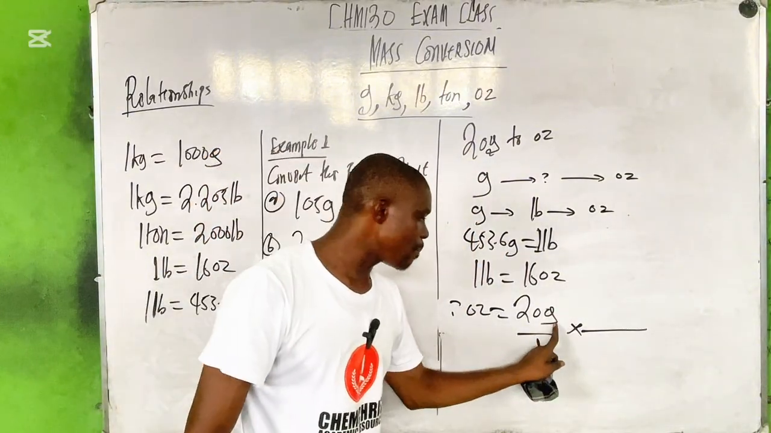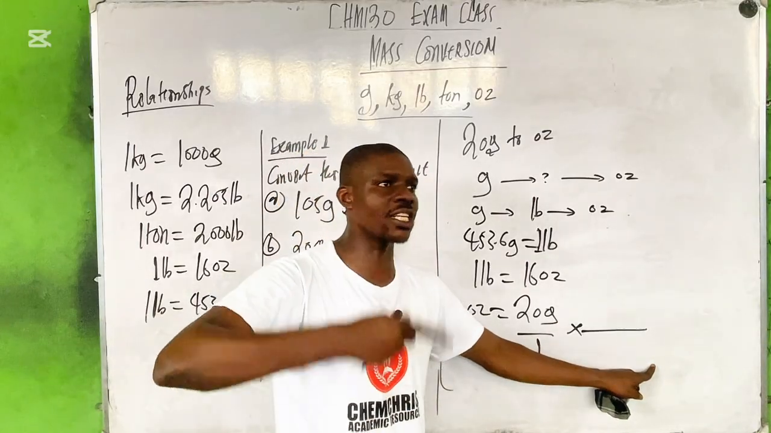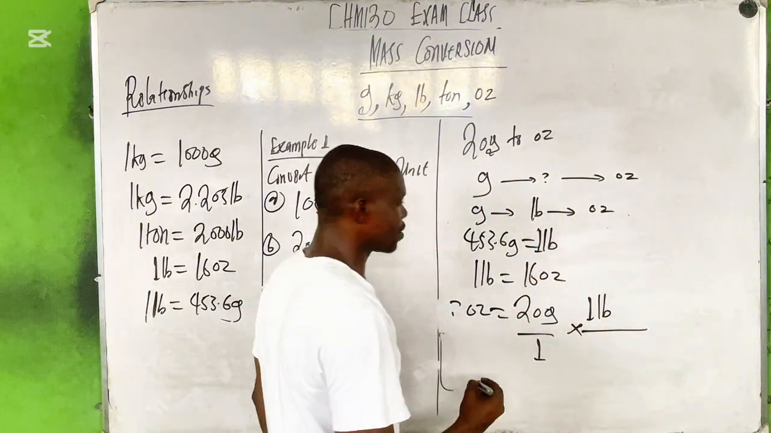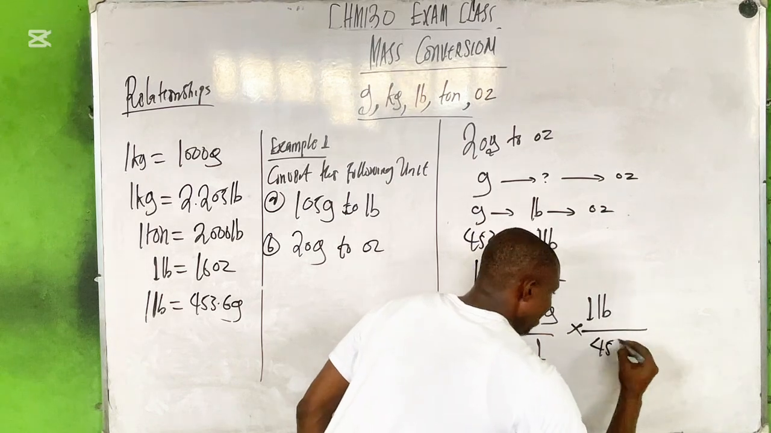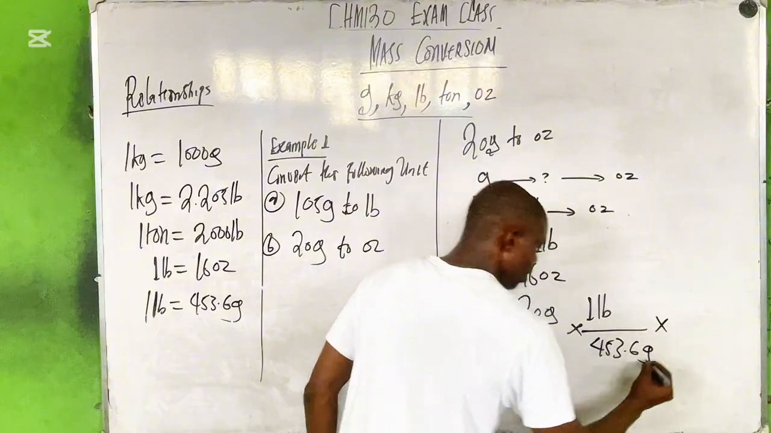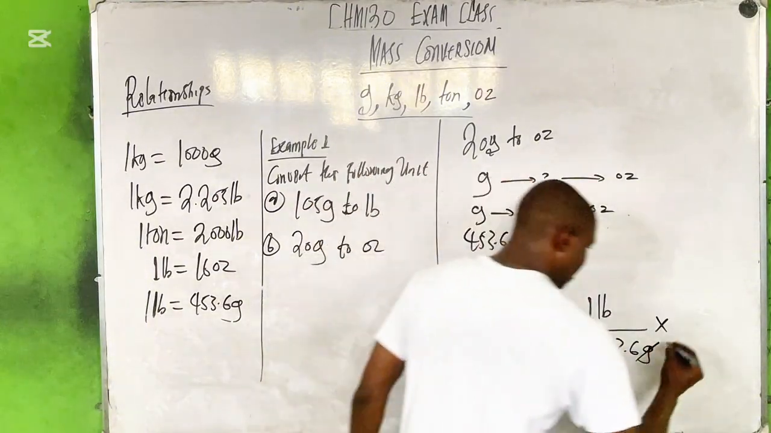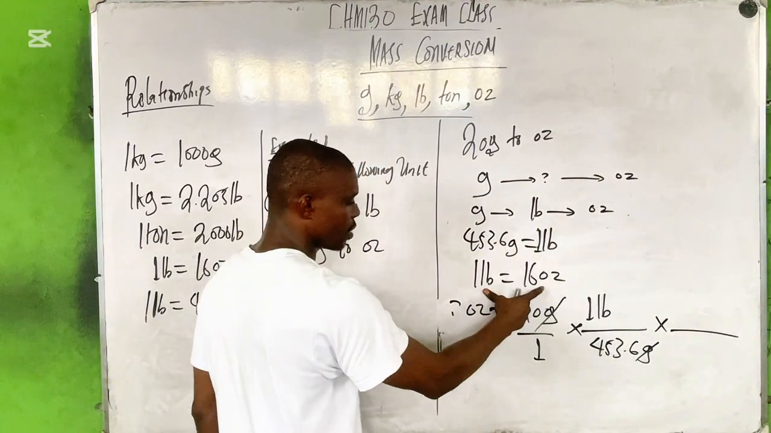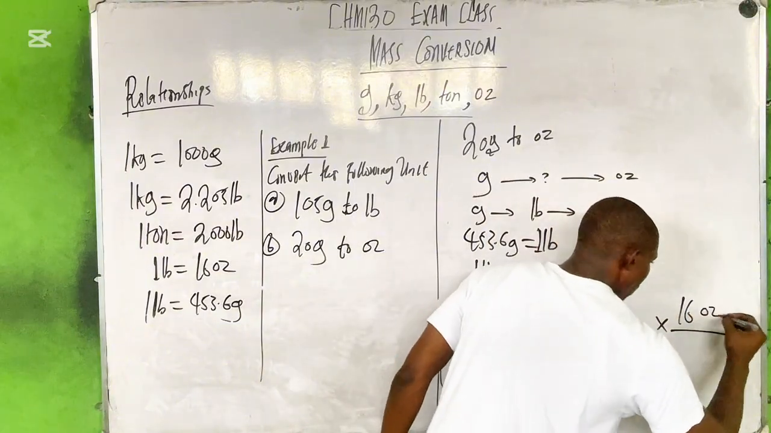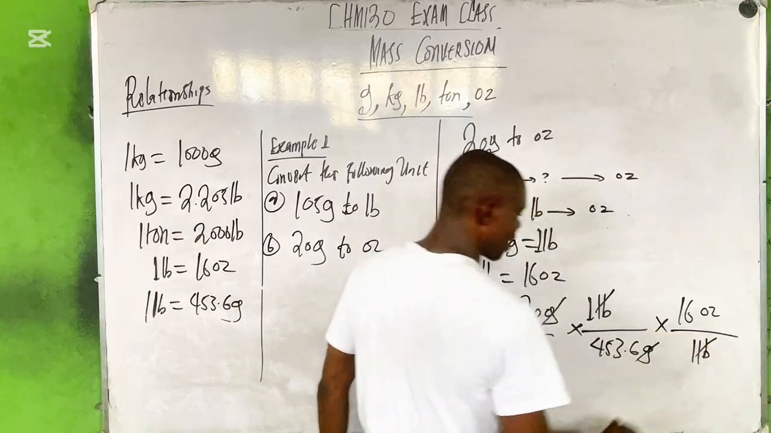Now, gram is already at the top here. That is gram will be at the down here, right? So they can cancel. So that's going to be what? 1 what? Pounds over what? 453.6 grams, right? Times. Remember, gram and gram cancel, right? Are we together here? Divide. Here we have what? 16 ounces over what? 1 pound, right? This and this will go out, right?